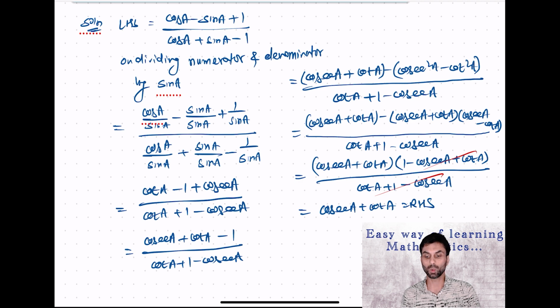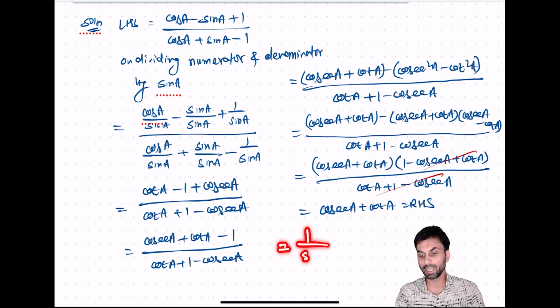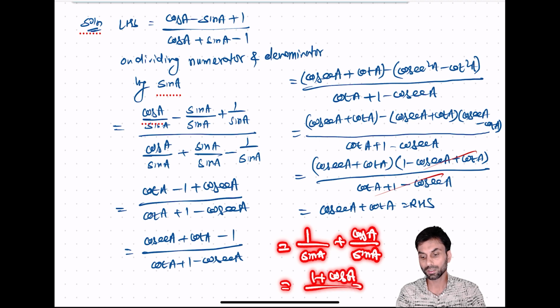Now sometimes they may ask you to prove it not in terms of cosec plus cot but rather in terms of sin and cos. So in that case, what you can do is write cosec A as 1 upon sin A plus cot A as cos A upon sin A, and it will become 1 plus cos A upon sin A.